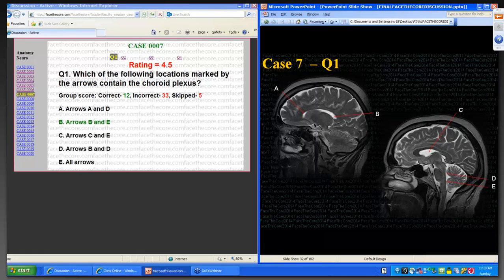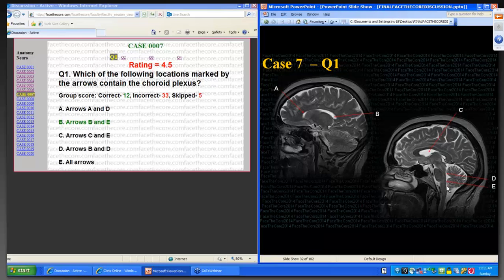Which of the following locations marked by the arrows contain choroid plexus? Is it A and D, B and E, C and E, or is it everywhere? Remember that the choroid plexus is not present throughout the ventricular system. It is present within the atria and occipital horns of the lateral ventricle. It's present in the roof of the third ventricle, which is not depicted here, in the tela choroidea. It's also present in the inferior fourth ventricle. So the correct answer here is B, the atria of the lateral ventricle and the inferior fourth ventricle.